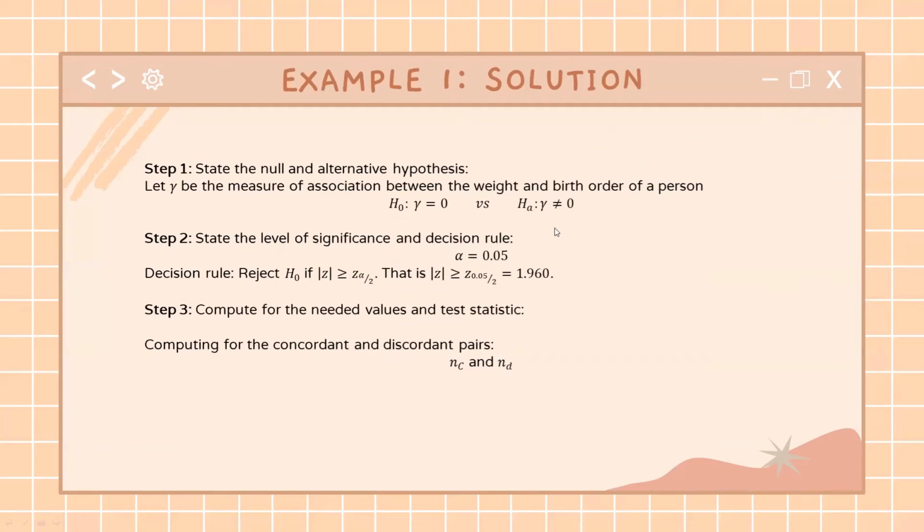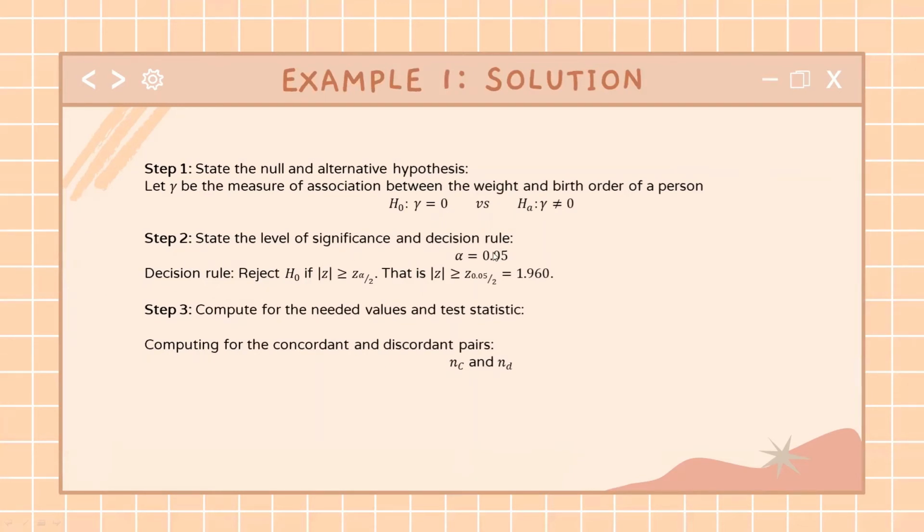Step 1, state the null and alternative hypothesis. Let gamma be the measure of association between the weight and birth order of a person. We let our null hypothesis be gamma equal to 0 against the alternative gamma is not equal to 0.